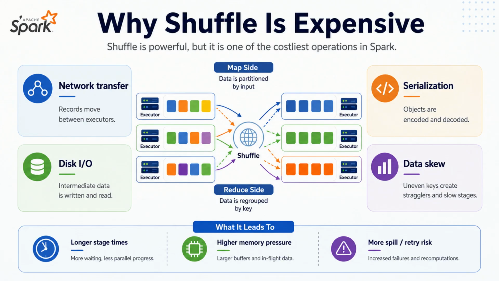All of these costs can lead to longer stage times, higher memory pressure, more disk spills, retries, and sometimes job failures. It's important to understand that while shuffle is necessary in many cases, it should never be done without a clear purpose. Every shuffle should be intentional, as it can have a major impact on the efficiency and reliability of Spark applications. Therefore, minimizing unnecessary shuffles is one of the most important skills for building efficient Spark applications.